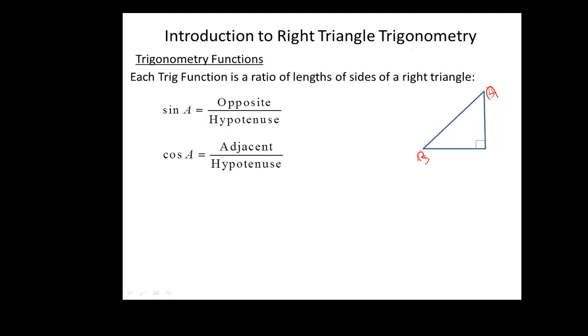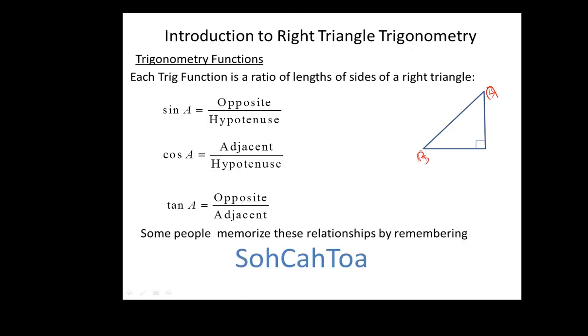Cosine is adjacent over hypotenuse. That's the length of the adjacent side divided by the length of the hypotenuse. And tangent is the length of the opposite side divided by the length of the adjacent. Now some people memorize these by this funny little saying here, SOHCAHTOA. Of course you need to make sure you spell it correctly. This is just to remind you that sine is opposite over hypotenuse, cosine adjacent over hypotenuse, tangent opposite over adjacent.